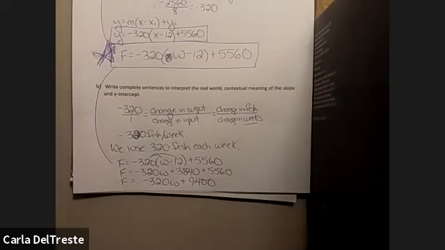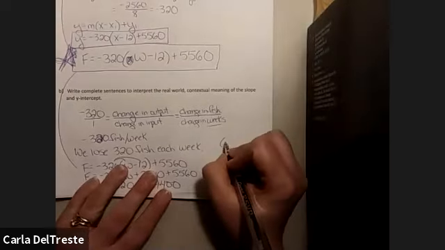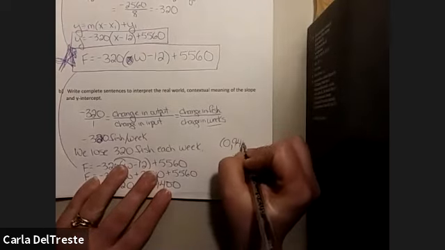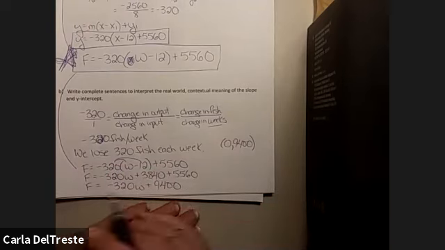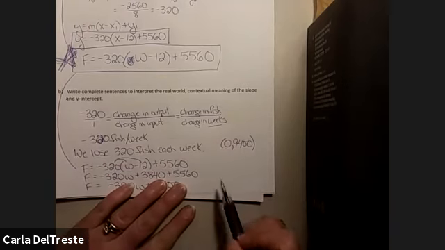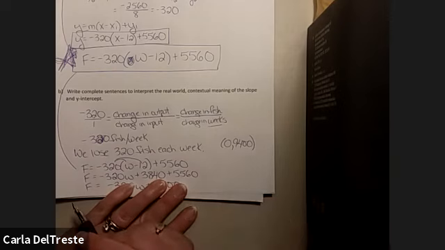Now this looks like slope-intercept form. The intercept being 0, 9400. I need to phrase this in a complete sentence. So I want to ask myself, 0 what? And 9400 what? Well, again, go back to input and output.